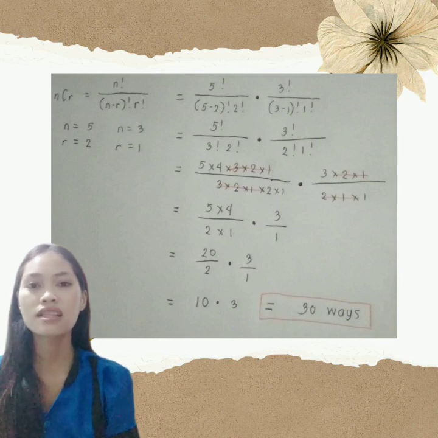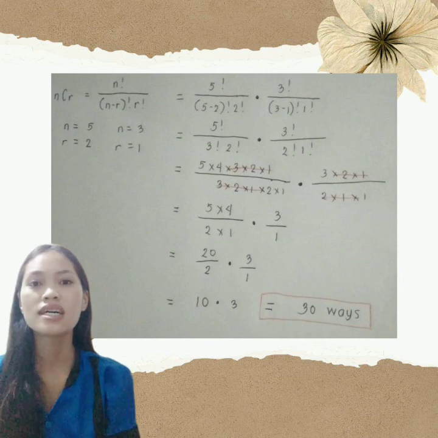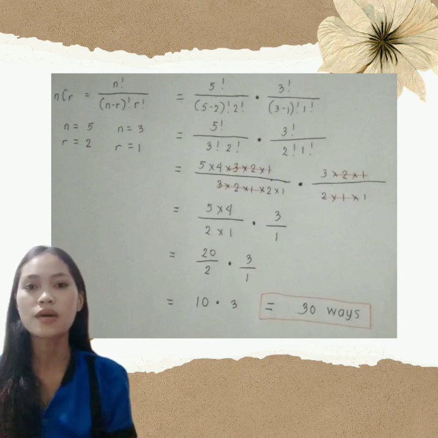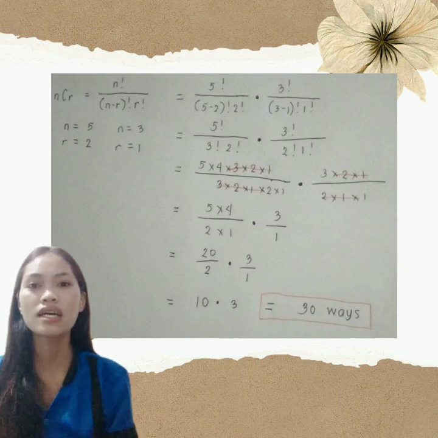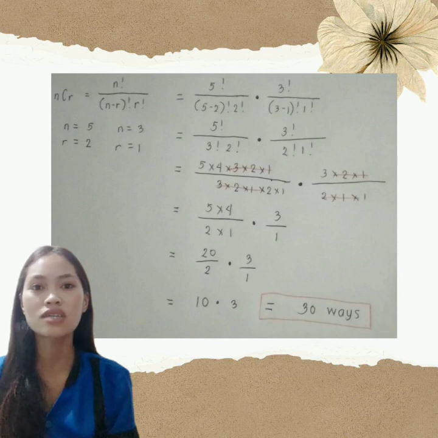In our first event, 5 factorial divided by 5 minus 2 factorial times 2 factorial, times our second event, 3 factorial divided by 3 minus 1 factorial times 1 factorial. The next step is to copy the 5 factorial, then subtract the denominator, which is 5 minus 2, then copy the 2 factorial, and same process on our second event. Copy 3 factorial, then subtract 3 minus 1, then copy 1 factorial.